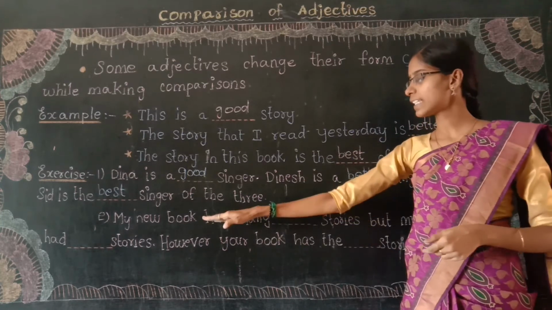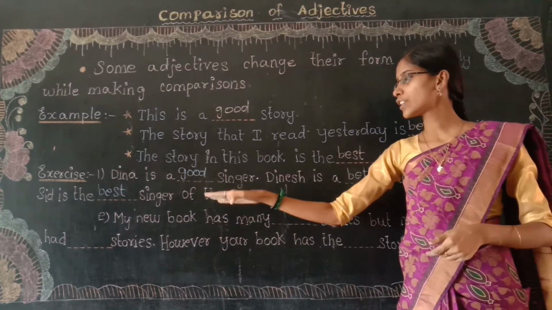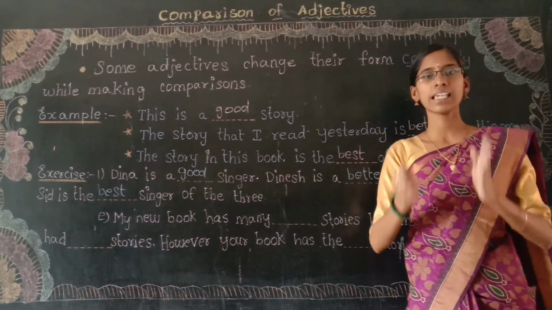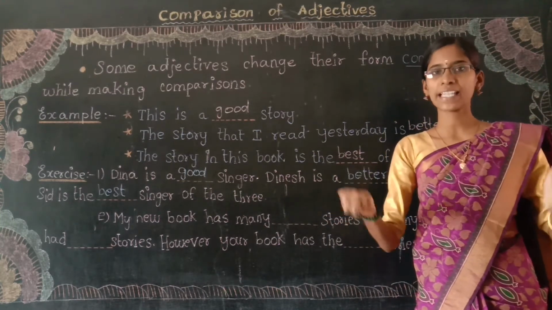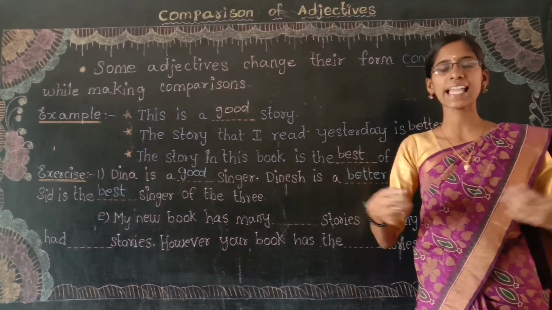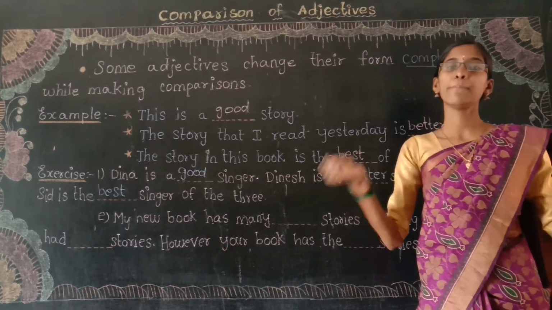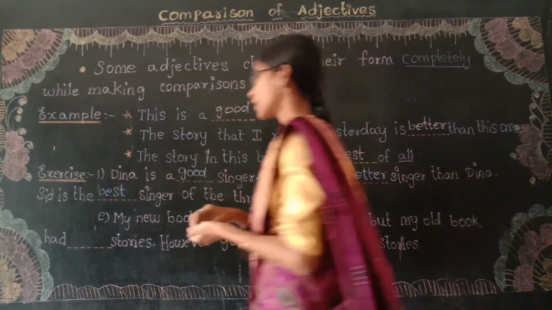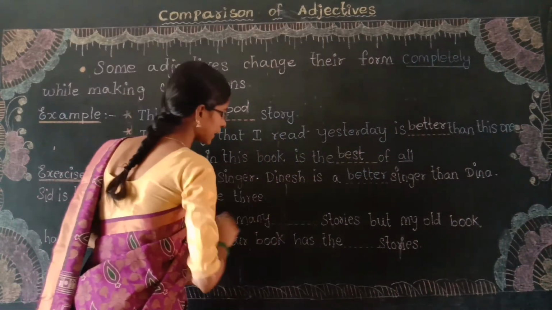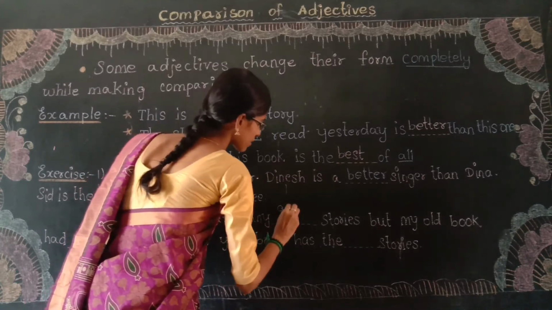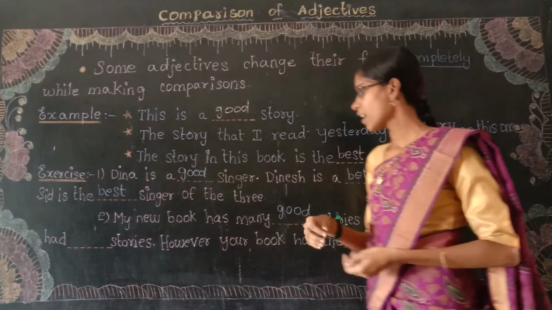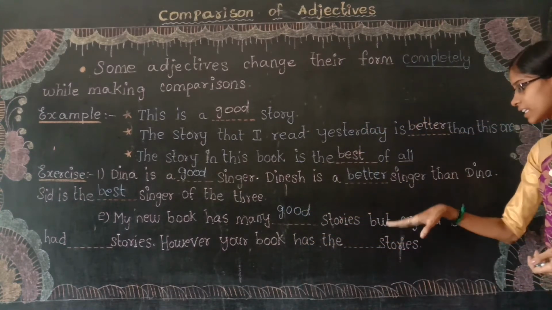So see the first sentence. My new book has many dash stories. So here we are not making any comparison. We are just saying that my new book has many stories. So, it is a normal sentence. So, for that, the answer is many good stories. Because here we are not making any comparison, right?